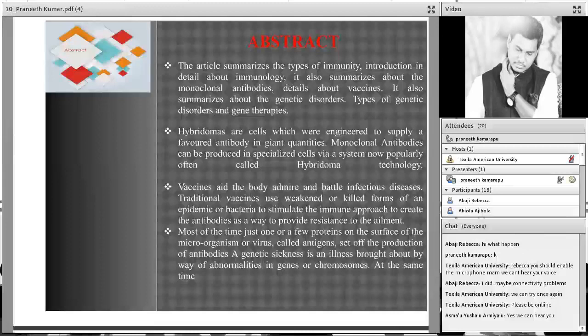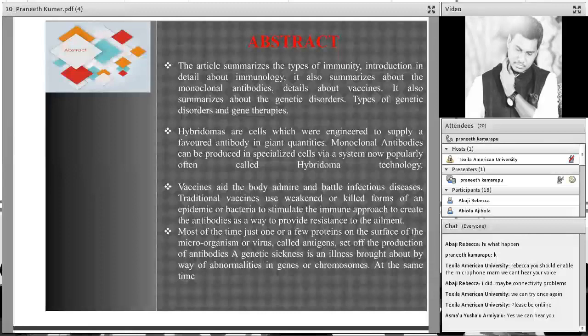the hybridoma technology. Hybridomas are cells which are engineered to supply a favored antibody in gained quantities, and monoclonal antibodies can be produced in specialized cells via a system now popularly called hybridoma technology. Also, vaccines help the body admire and battle infectious diseases.